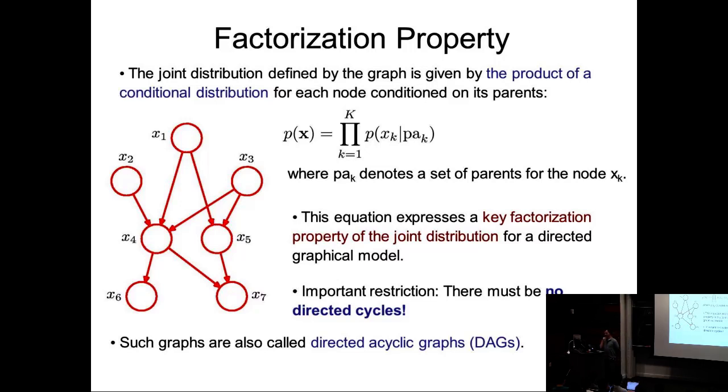So there is one important restriction for these models, which is that there must be no directed cycles in this graph. So for example, I can't add a directed link from x7 to x3, because that will introduce a cycle. Question is why? Why do you think that's not allowed? Or that's not a good idea?